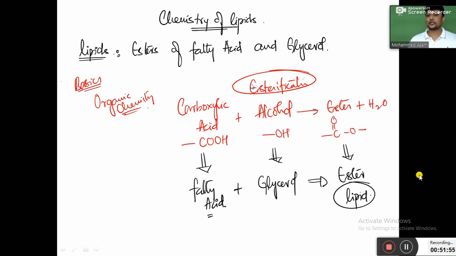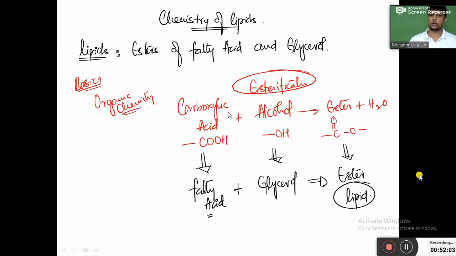In our school days, we have learned a basic principle in organic chemistry. Carboxylic acid reacts with alcohol. Whenever carboxylic acid reacts with alcohol, it will lead to the formation of ester.